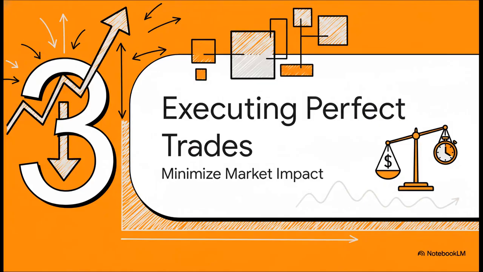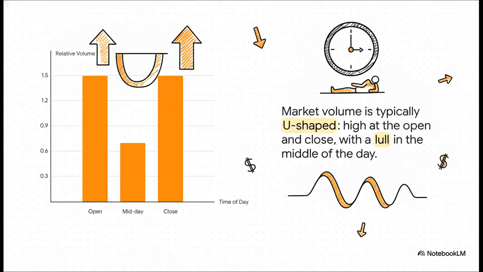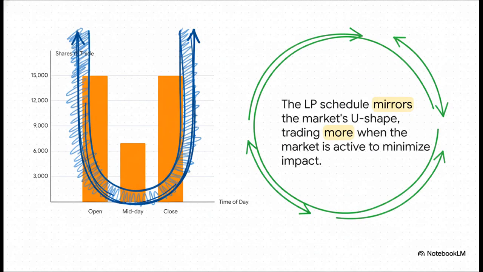Okay, great. Now let's apply LP to another huge problem in trading, executing a large order without scaring the market away. So the goal here is to execute a massive 100,000 share order over, say, 10 time periods. But we have a critical rule. We have to stay below 15% of the market's volume at all times. The whole key here is to blend in. We want our trading schedule to match the market's natural rhythm. And that rhythm is often U-shaped. It's high at the open and close, and pretty low in the middle. And this is what a typical day's volume looks like.